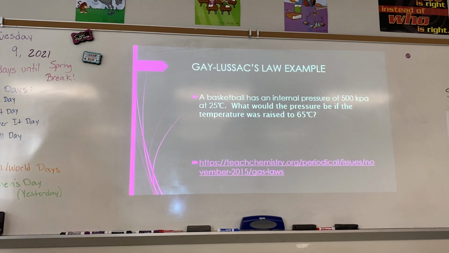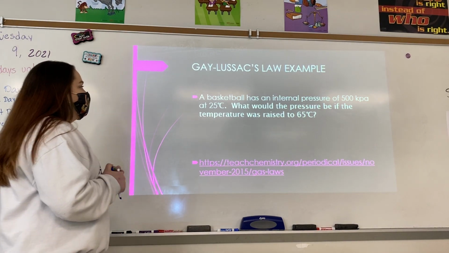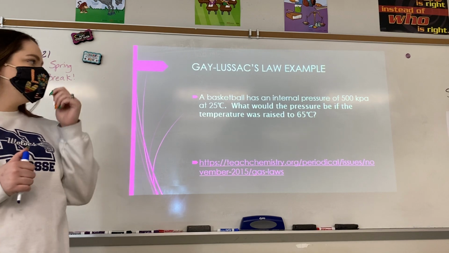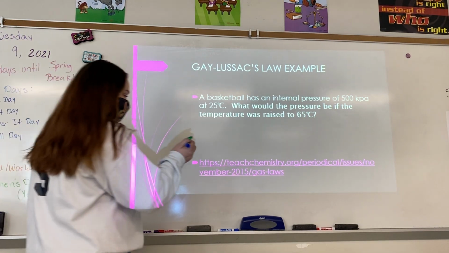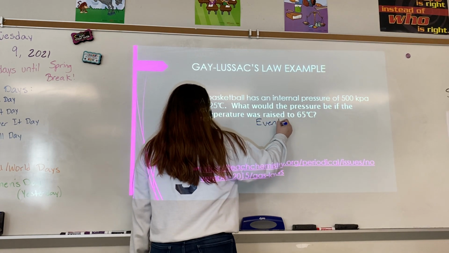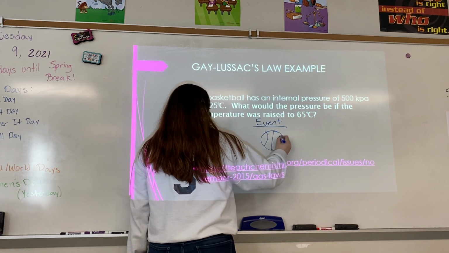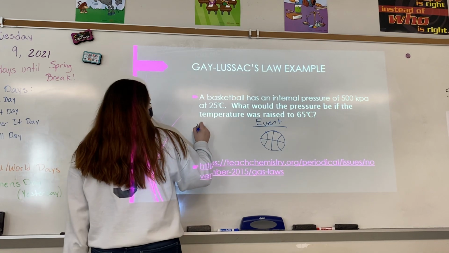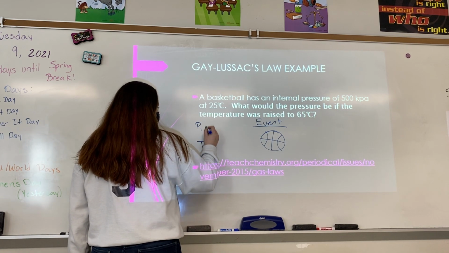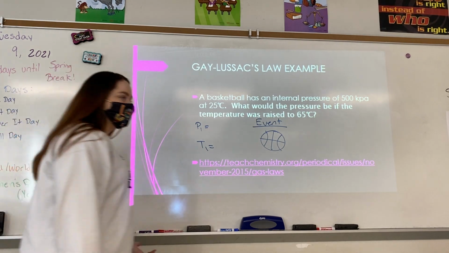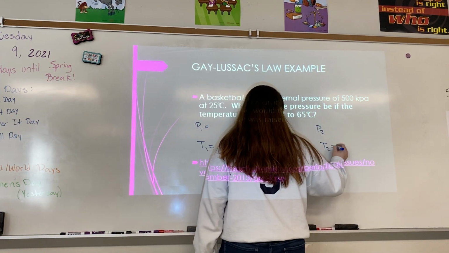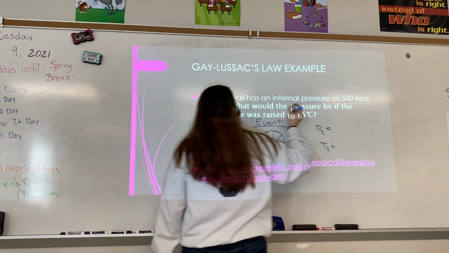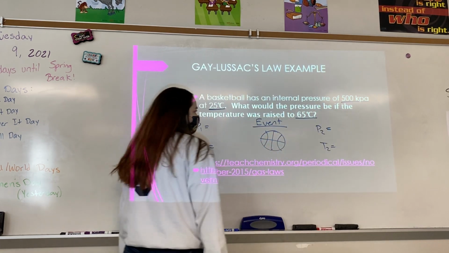So, just an example of Gay-Lussac's law, and then we are done for today. Yay. I know. So, a basketball has an internal pressure of 500 kPa at 25 degrees Celsius. What would the pressure be if the temperature was raised to 65 degrees Celsius? So, we have our event happening, and we have a basketball. Before that basketball undergoes that event, we have a certain pressure, P1, and a certain temperature, T1. So we have P1 and T1 before the event, and then we have P2 and T2 after the event. Now we need to figure out what our numbers are and where they go. We have 500 kPa, 25 degrees Celsius, and 65 degrees Celsius.